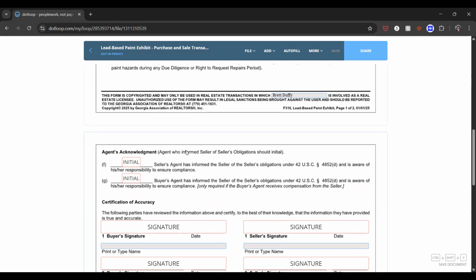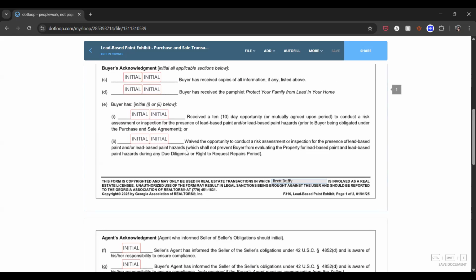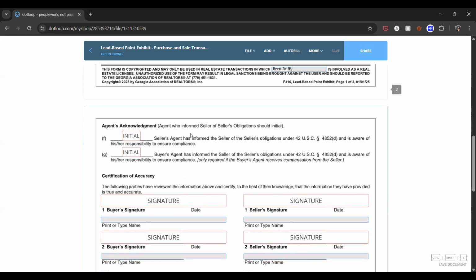So, I think there are varying opinions, obviously, on this. Last year, when this section G came in and we didn't have the 318, I think our opinion was, well, don't initial that because you haven't given the information. You haven't disclosed it. How would you disclose it? They're not your client. The other thing is, Brett, above F and G in the parentheses, where it says agent acknowledgement in bold, it says agent who informed seller of seller's obligations should initial. Therefore, I think also if you haven't sent the 318, you shouldn't initial G.